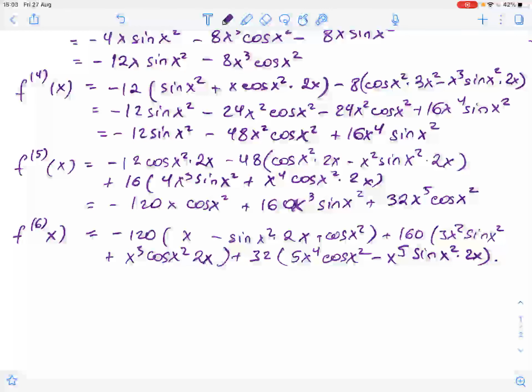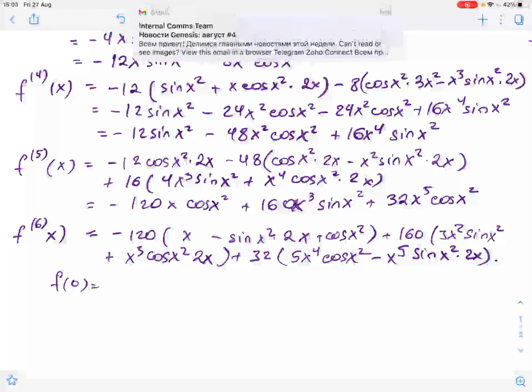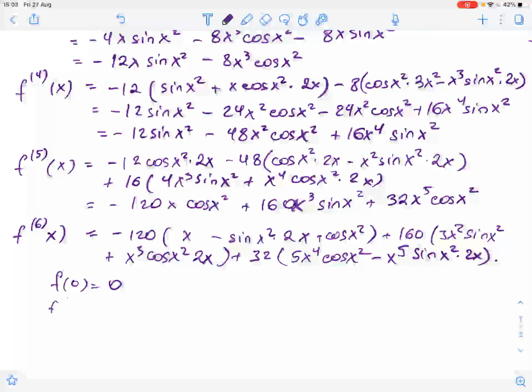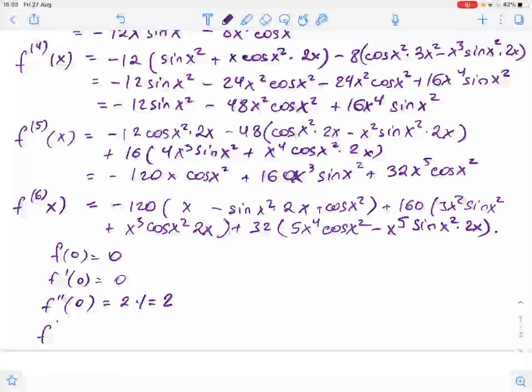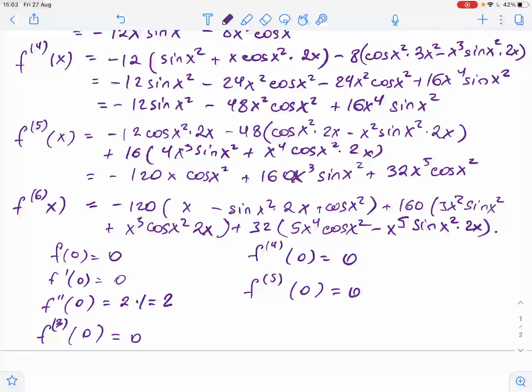Well, now we do the calculations and we get that f of 0 equals 0, f prime of 0 equals 0, the second derivative of f of 0 equals 2 times 1, so it equals 2, the third derivative of f of 0 equals 0, the fourth derivative of f of 0 equals 0, the fifth derivative of f of 0 equals 0, and the sixth derivative of f of 0 equals negative 120.